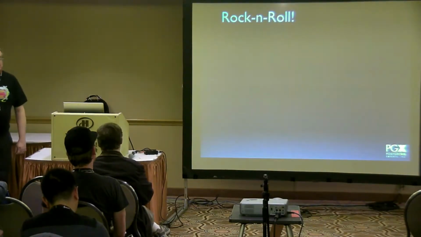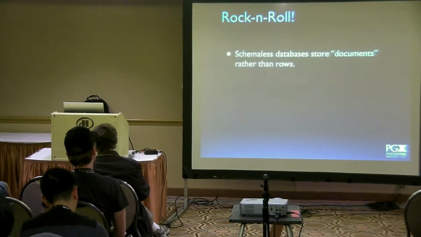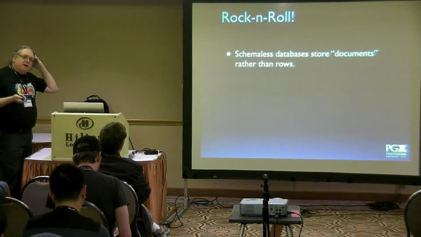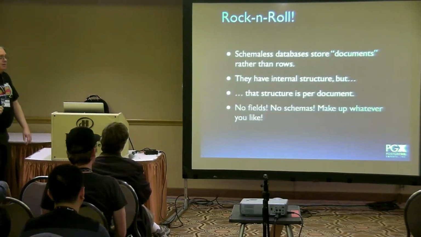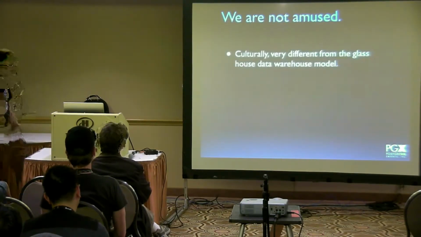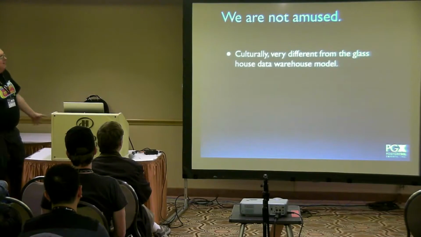So people didn't like that because SQL was your dad's database. And so along came schemaless databases, which store these, I'm going to adopt the term document because that's the Mongo term. They don't like the term rows because rows are spreadsheets and only boring people use spreadsheets. They have internal structure, but there are no fields, there are no schemas. You make up whatever you like. It's great. As an old data guy, this is kind of like, you've got to be kidding me. This is my nightmare.